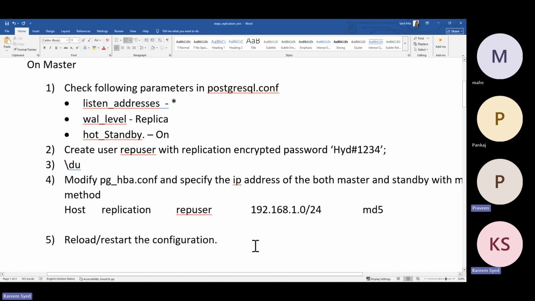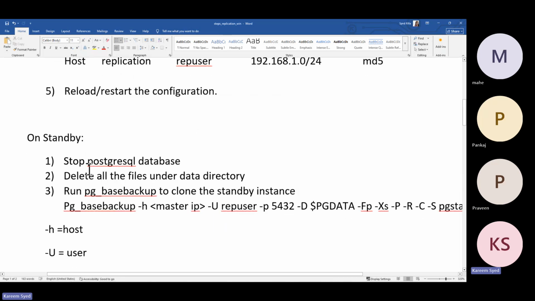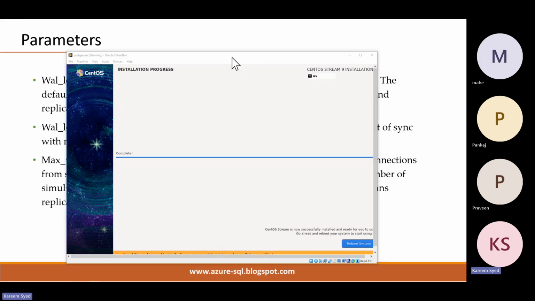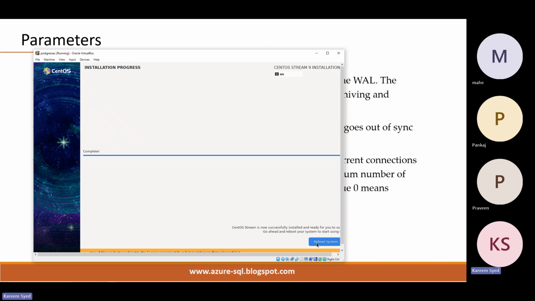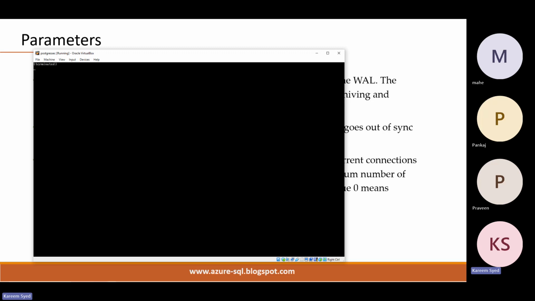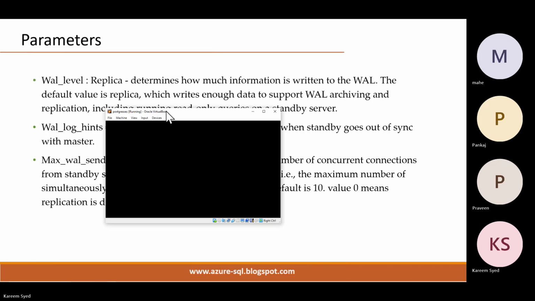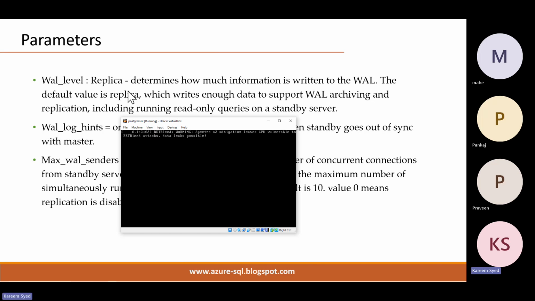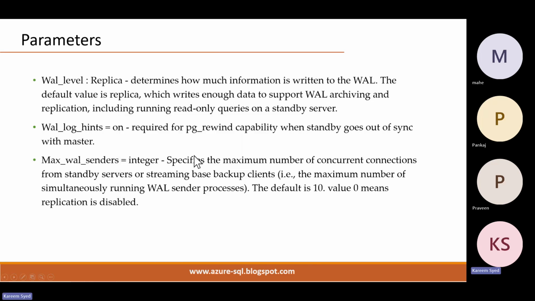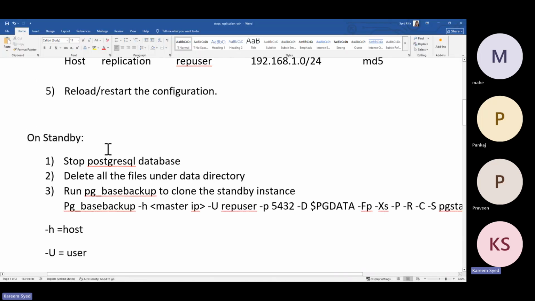Correct. Okay. So now let me go back to secondary. I think it is ready. Server is ready. I just had to install one more VM actually for secondary. Let me reboot. Meanwhile, we'll discuss again what configurations we need to do in secondary.